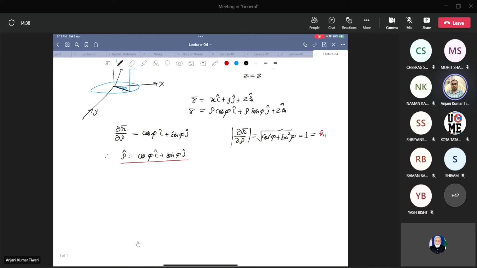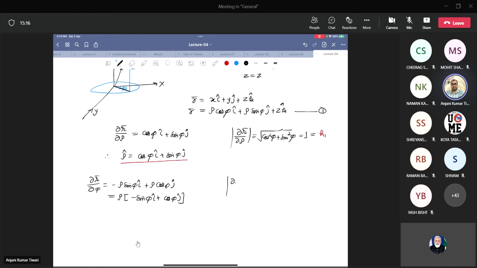Okay, now similarly let us find out what is phi cap. So what I have to do for that, we will calculate delta r vector over delta phi. This is our master equation. From here we will find out what is delta r over delta phi, and you can easily see that is a rho sin phi i cap plus a rho cos phi j cap. Of course I can take a rho common, that is minus sin phi i plus cos phi j.